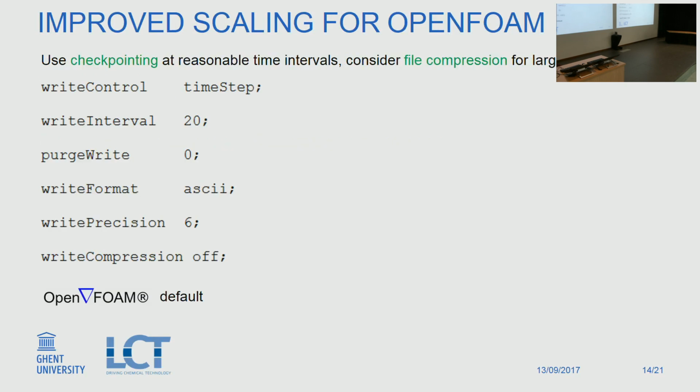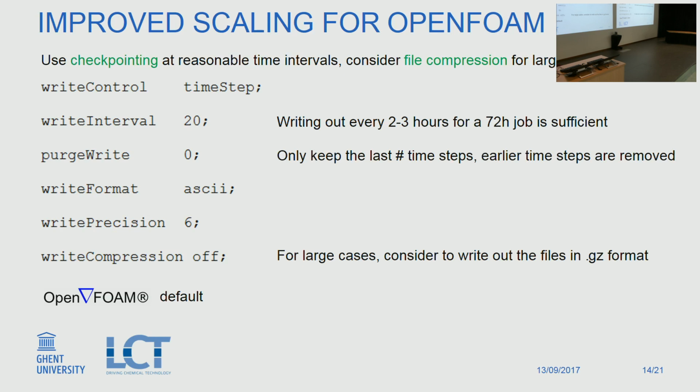A bit about checkpointing. How frequently do you write out your data? It's also a very important point to consider. This is an example of a controlDict that I found on the OpenFOAM GitHub repository, where you can see that the write interval is pretty high. They don't use purgeWrite and they don't use write compression. Those are actually the 3 things that you can change to optimize your I/O. That's just the guidelines that we use.